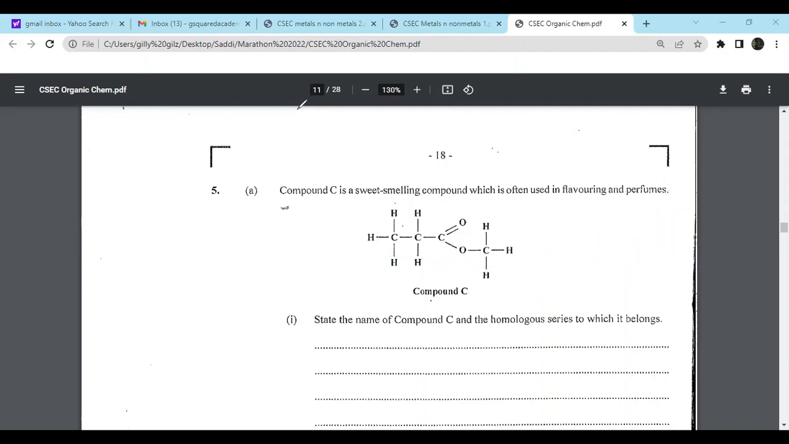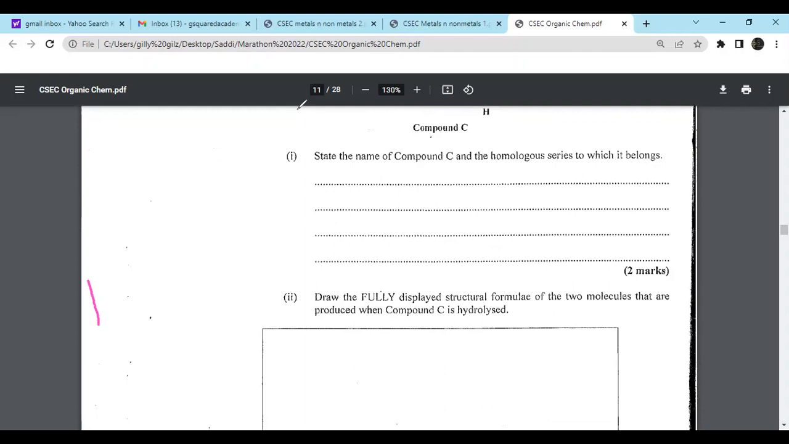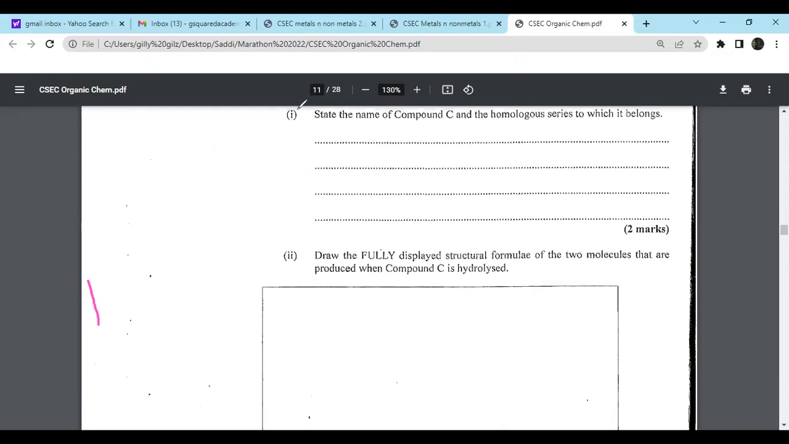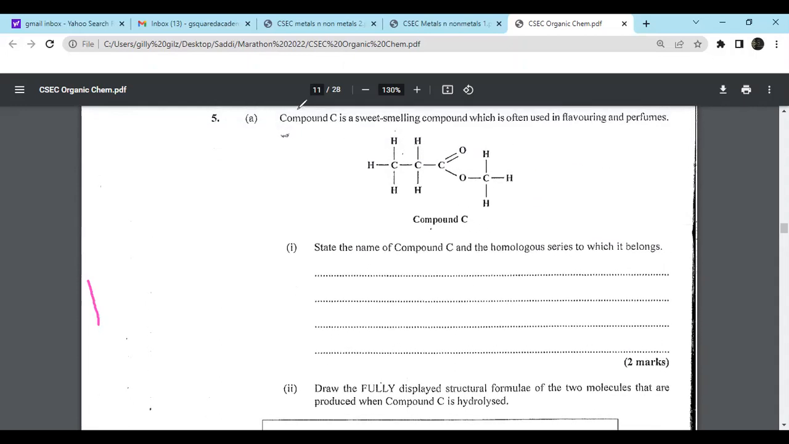So it says state the name of compound C and the homologous series to which it belongs. We just did that. It is methyl propanoate and it is an ester. Draw the fully displayed structural formula of the 2 molecules that are produced when compound C is hydrolyzed. So hydrolysis means that you're using water to split compound C into what made it up in the first place.